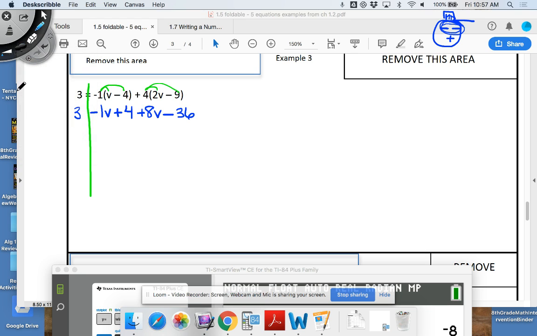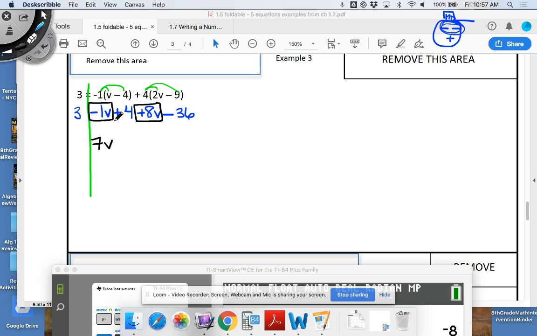But now what I like to do, remember I like to box in my variables. When I box in, I notice I have 2 boxes, but they're on the same side, so that's okay. Those are like terms. We can combine those together. So what's negative 1V plus 8V? It's positive 7V.